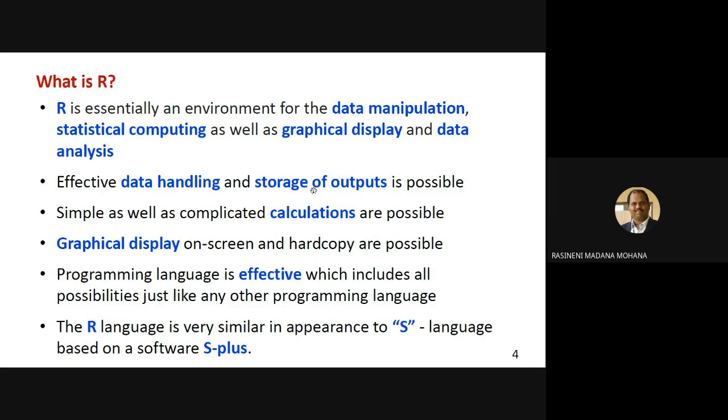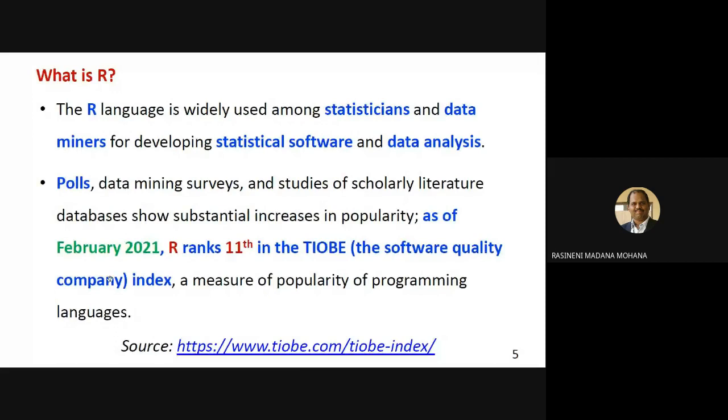Effective data handling and storage of outputs is possible using R software. Simple as well as complicated calculations are possible. Graphical display on screen and hard copy is also possible. The programming language is effective, which includes all possibilities just like any other programming language. The R language is very similar in appearance to the S language, based on software S-Plus, which is called a statistical language. R is widely used among statisticians and data miners for developing statistical software and data analysis.